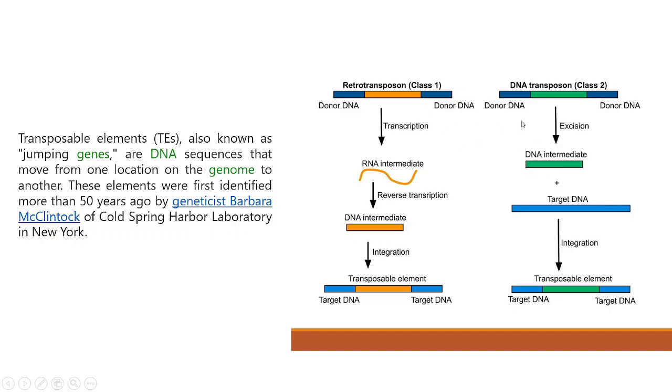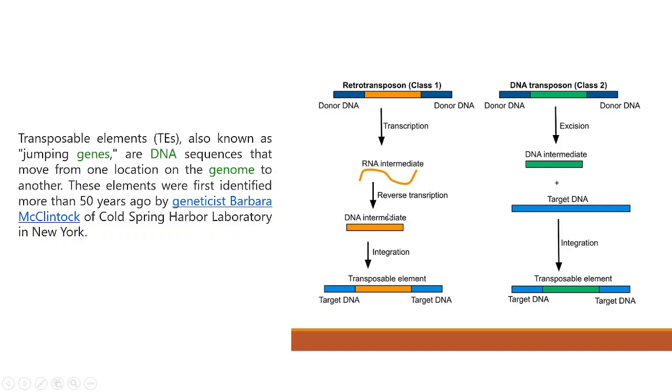Mostly these are of two types, the DNA transposon and the retrotransposon. What happens in case of DNA transposon? One part of the DNA is excised. It is cleaved out. It's called the DNA intermediate, and the target DNA where it is looking to jump into comes into view, and then proper integration happens. In case of retrotransposon, one part of the DNA gets converted to an RNA intermediate, and then reverse transcription happens, and the RNA gets converted to DNA again, and then this DNA gets integrated into the target DNA. That is why it's called retrotransposon, because reverse transcription is happening in the middle.